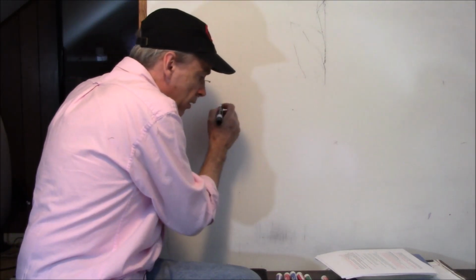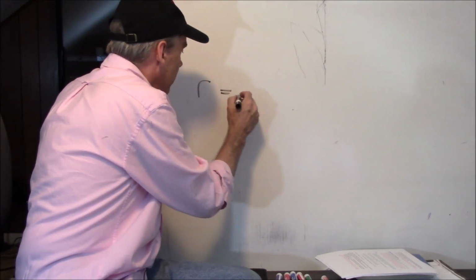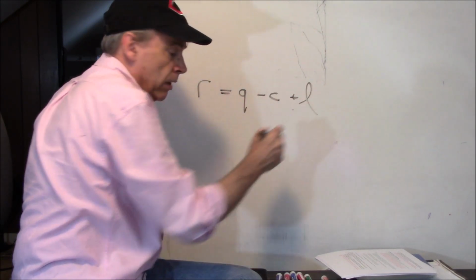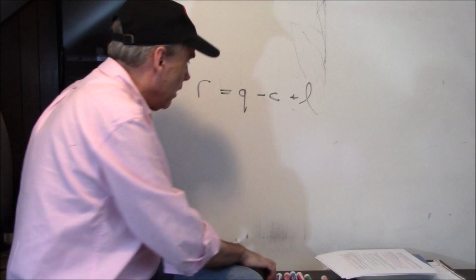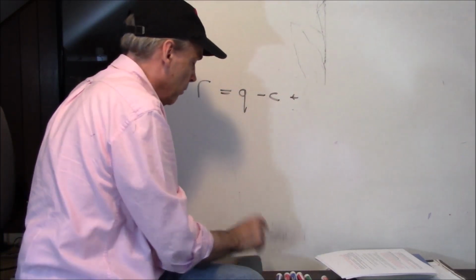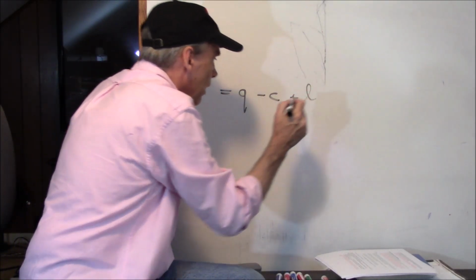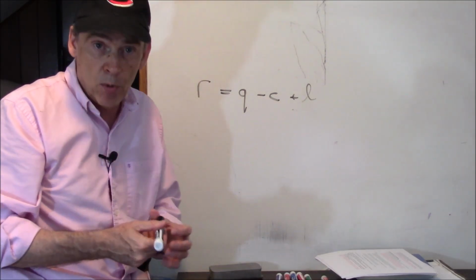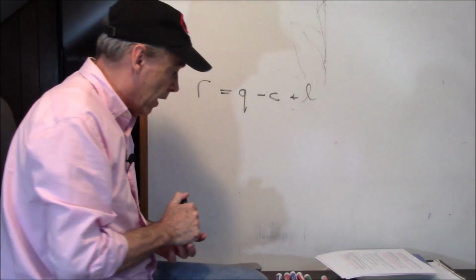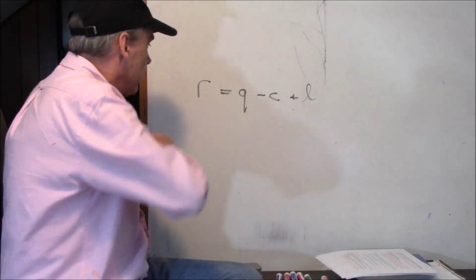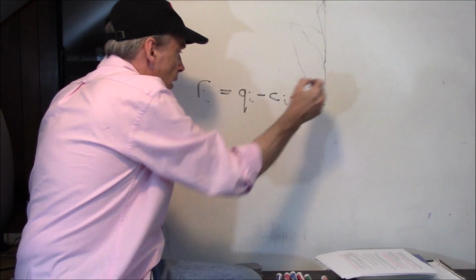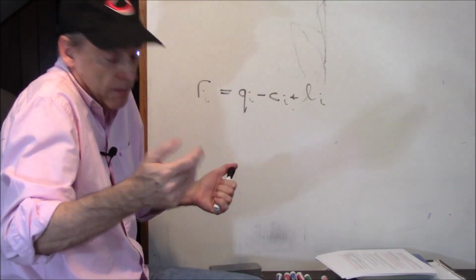R equals Q minus C plus L. Q minus C plus, and I want to do a little script L there so it doesn't look like a 1. That was a terrible L, John. That's not a great L. I never received any awards for penmanship, which I'm sure you're picking up on in this series of videos. And this is for asset class I, right?